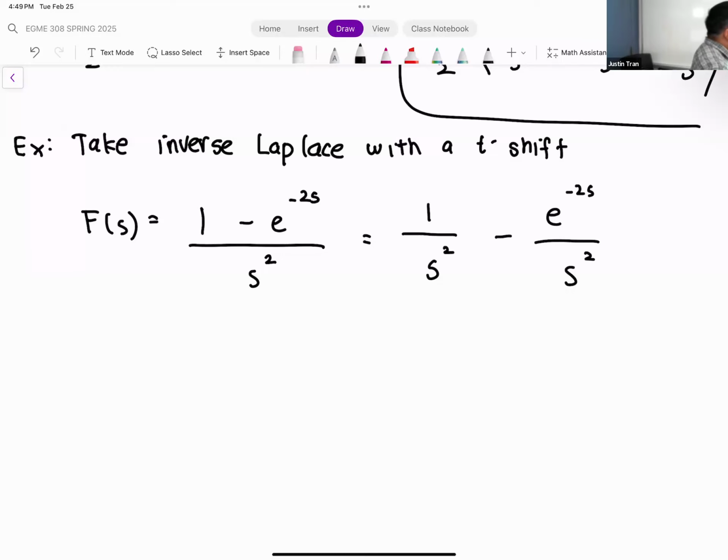Okay, all I did was break it up into two fractions there just to make it a bit more clear. Okay, so this first term, we can take the inverse Laplace. This one's in our table, so there's no need to apply a shift here. Okay, so this is going to be the function t. Whereas the second one, we do actually have a shift that we need to apply.